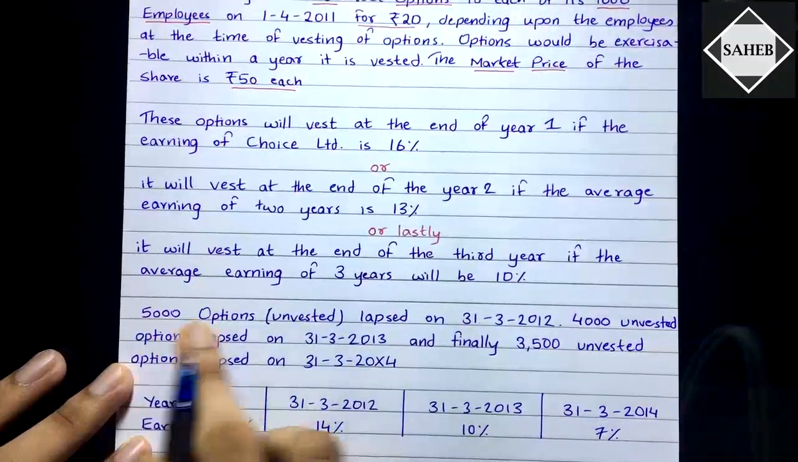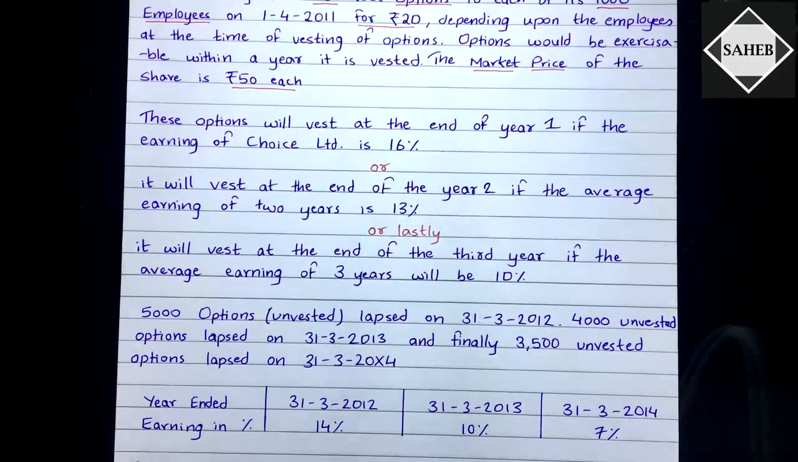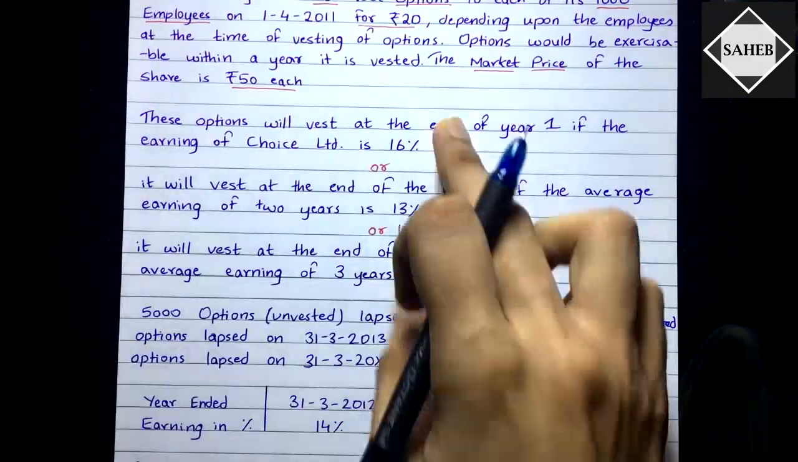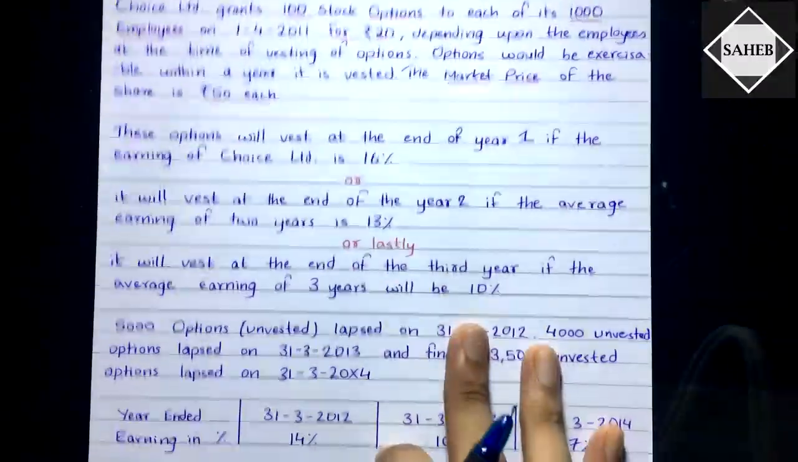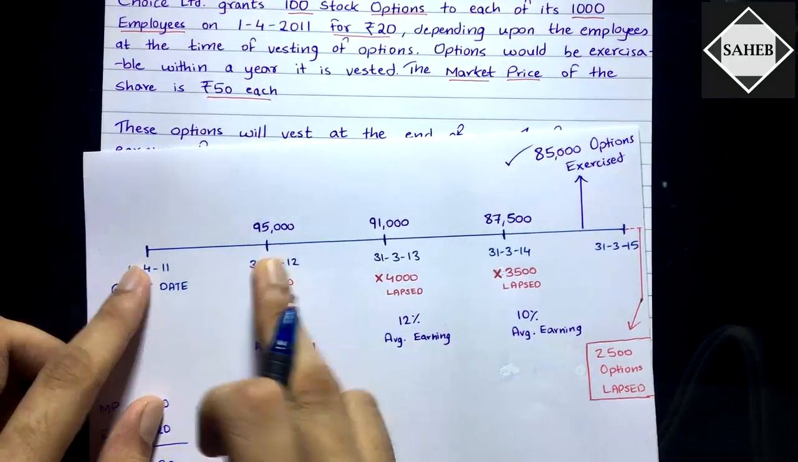Then they are saying 5,000 options, unvested options lapsed on 31st March 2012. Let's get the diagram. Let's understand this. See here. तो 3 साल का पीरियड मालूम हुआ. Within this condition we come to know that maybe 3 years, right? Maybe 3 years. So 3 years, take 3 years: 1 year, 2 year, 3 year.